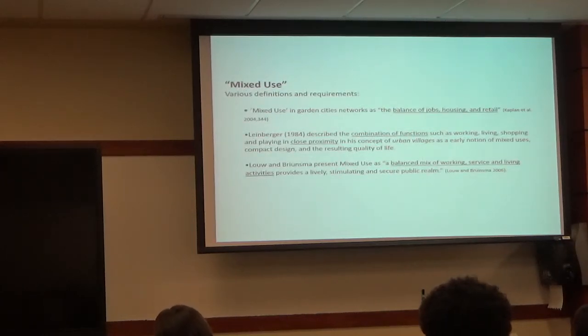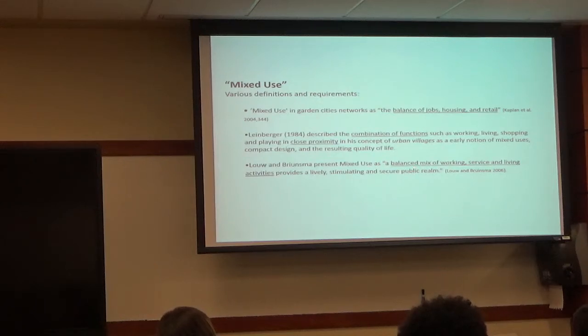Mixed use, you've got cities' networks as the balance of jobs, housing, and retail. We have seen that example earlier. Everything is happy. We've got to add some urban plans to it. Lineberger is a very famous author as well that deals with the dynamics in urban space. He argues that there's a combination of functions. Again, working, living, shopping. Yeah. But again, the classic fundamental definition is balance of mixed work, 3 generating uses. Work, service, living, activities. Yeah.